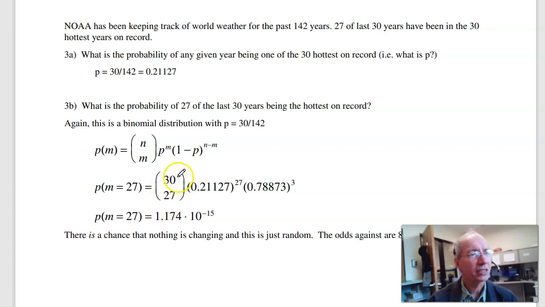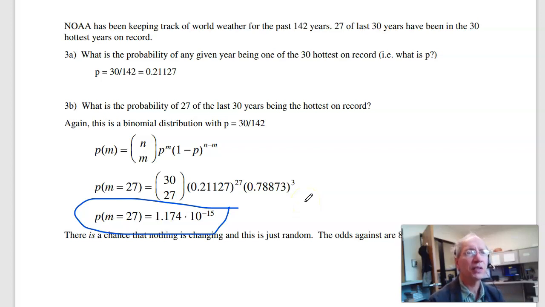Well, if I calculate it, it's 30 choose 27, 0.21 to the 27th, 0.78 cubed. Here's the probability that if you just selected 30 years at random, 27 would be in the top 30. Which is, as Ted Cruz would say, proving that this could just be chance. There is a chance this is just random. Not real likely, but there is a chance.